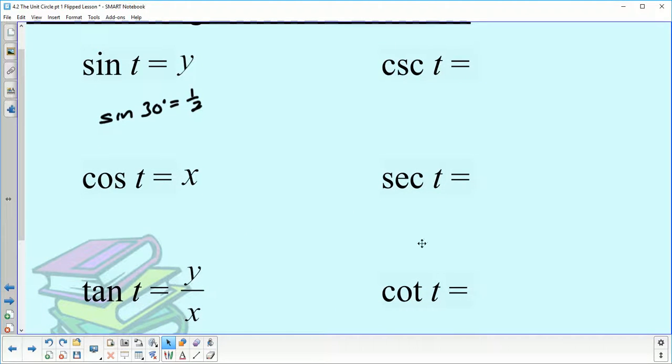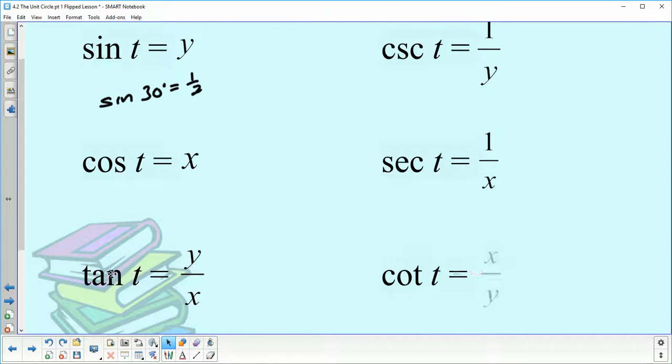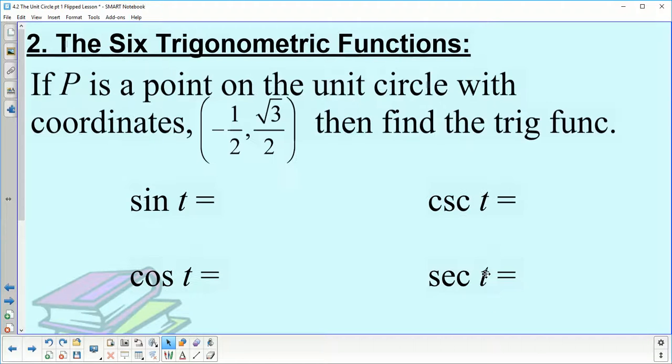And then all of these are the reciprocals. The reciprocal of sine is cosecant, so it'll be 1 over y. Secant is the reciprocal of cosine, it'll be 1 over x. And cotangent is the reciprocal of tangent, so it will be x over y. Okay, these are very important relationships that you need to have written down in your notes.